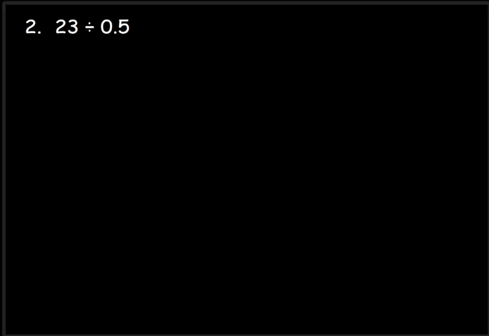So let's take number 2, the second example. This will give us 23 divided by 0.5. So if we are to change this divisor to a whole number, how many times do we have to do the shifting? We just need to do shifting once, and that once means we also shift this side once. So that means this will give us 230 divided by 5.